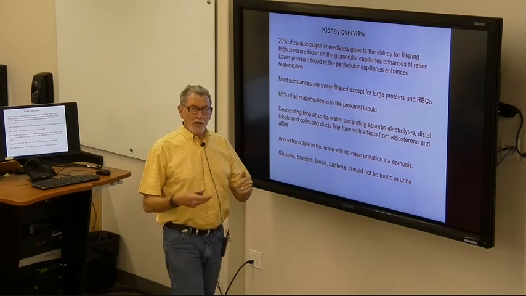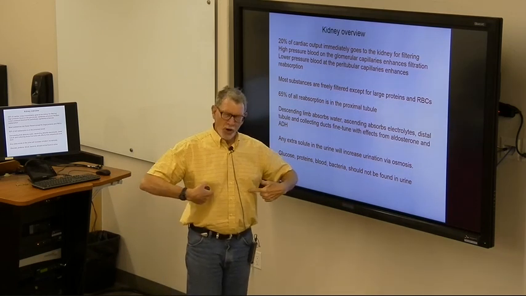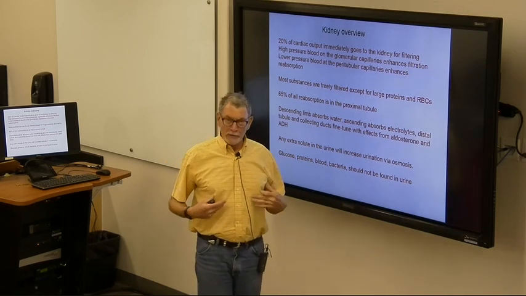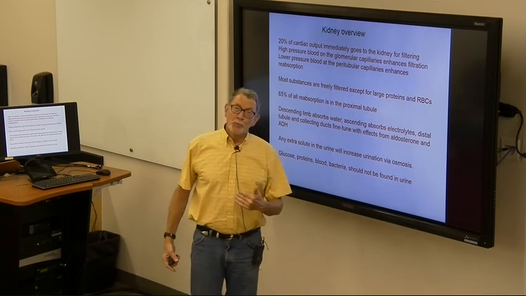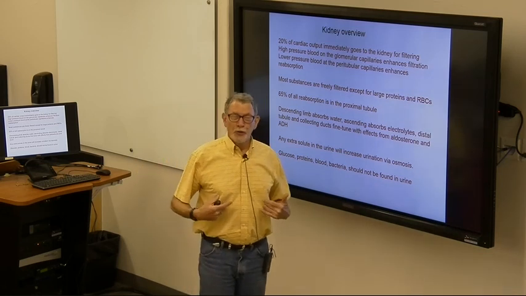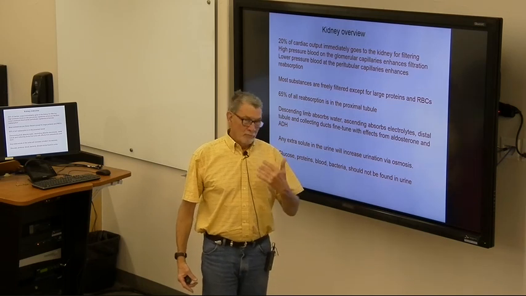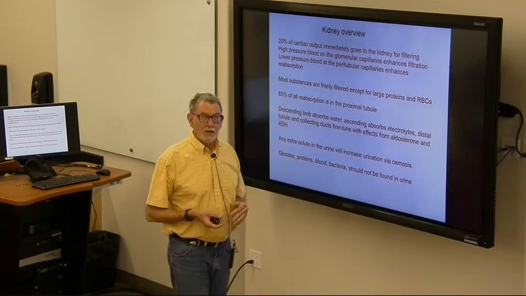Cardiac output goes down the aorta, goes out the renal arteries to the kidneys. 20% of your blood goes directly to the kidneys to be filtered. That means a fifth of your blood gets filtered every time it goes out. Therefore, about every 5 minutes, your blood is completely filtered.